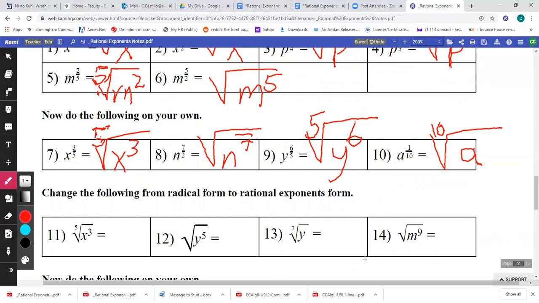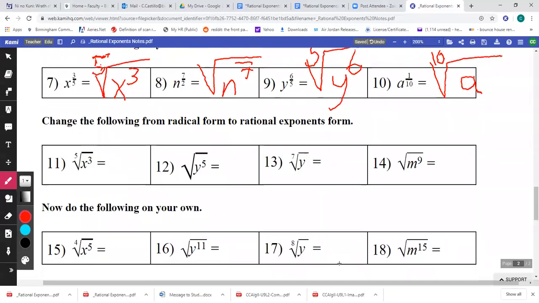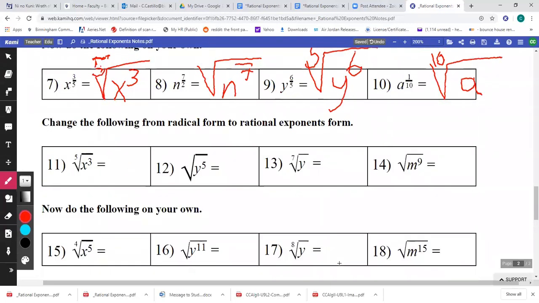Now we're going to go backwards. So for number 11, it's in radical form. And so we need to change it to where the exponent's a fraction. So remember, the power is on top, and then the root is the denominator. So it's x to the 3/5.